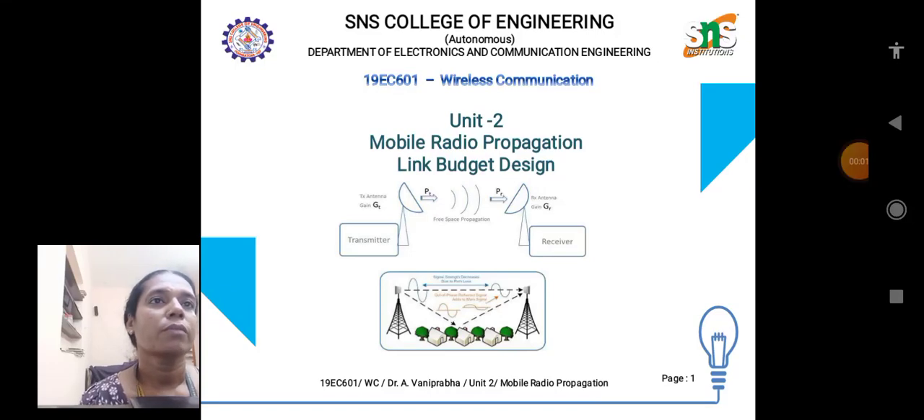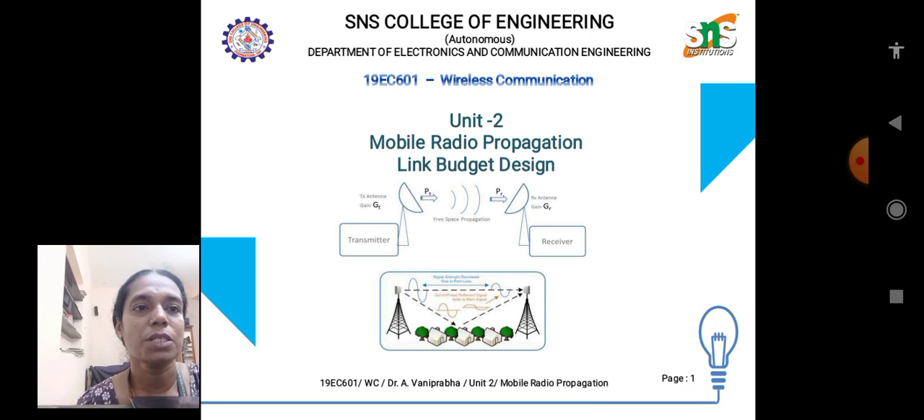Good evening. In today's session, we are going to discuss link budget design. This is also a continuation in mobile radio propagation. This link budget design is an approximation method so as to consider the loss and gain involved during the transmission of a signal in the path between the transmitter and the receiver.